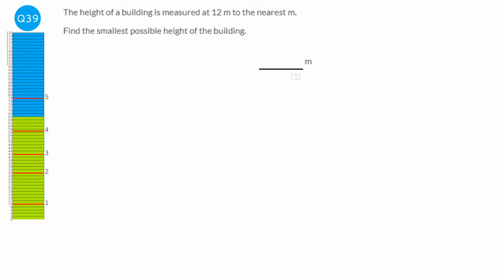To answer this question, I'm going to do a quick number line, and I'm going to put the 12 meters on my number line, and I'm going to think what the next number down would be that it could have rounded to. Well, it's 10 to the nearest meter, so the next number it could have rounded to is 11, and to find the minimum it could have been before rounding to 12, all we need to do is find the halfway point between 11 and 12, which is obviously going to be 11.5. So our answer is 11.5 meters.